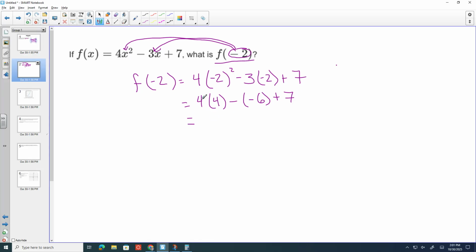And then 4 times 4 is 16. Minus negative 6 becomes plus 6 plus 7. I'm not going to say it. 16 plus 6 plus 7 is going to give us 22 plus 7, which should simplify to an overall output of 29. And so f for an input of negative 2 gives an output of 29.